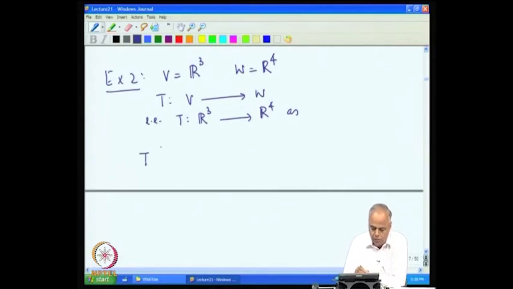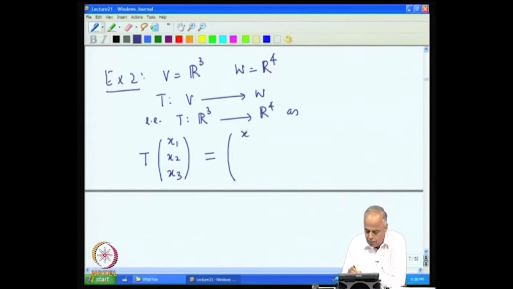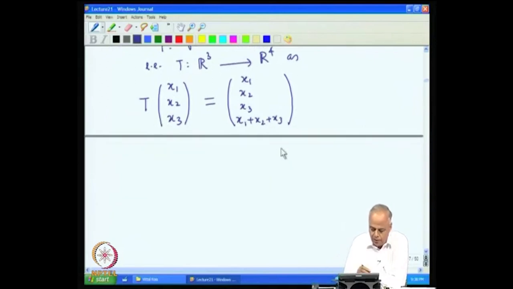What should T do? T should take a vector in R3. Any vector in R3 is of the form x1, x2, x3. It should map it to a vector in R4. Suppose it maps it to the vector whose first three components are the same as the first three components of the vector x, and it has a fourth component, say, which just sums up the first three components. Then, once again, it is easy to check that T is a linear transformation.